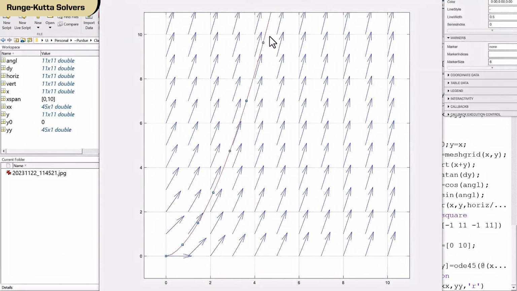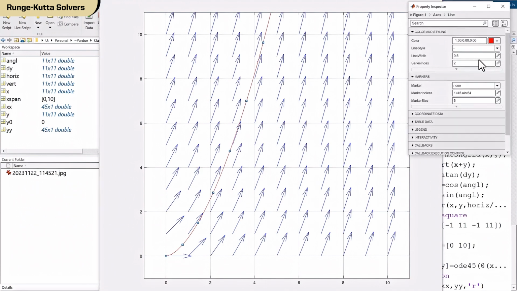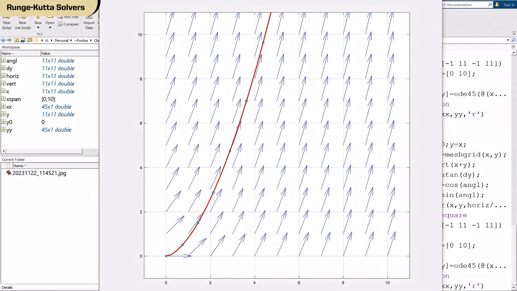Now I'm going to make that line a little wider so you can see it here. Nice bright red. There you go. Deselect it here. So let's take a look at what we've got.